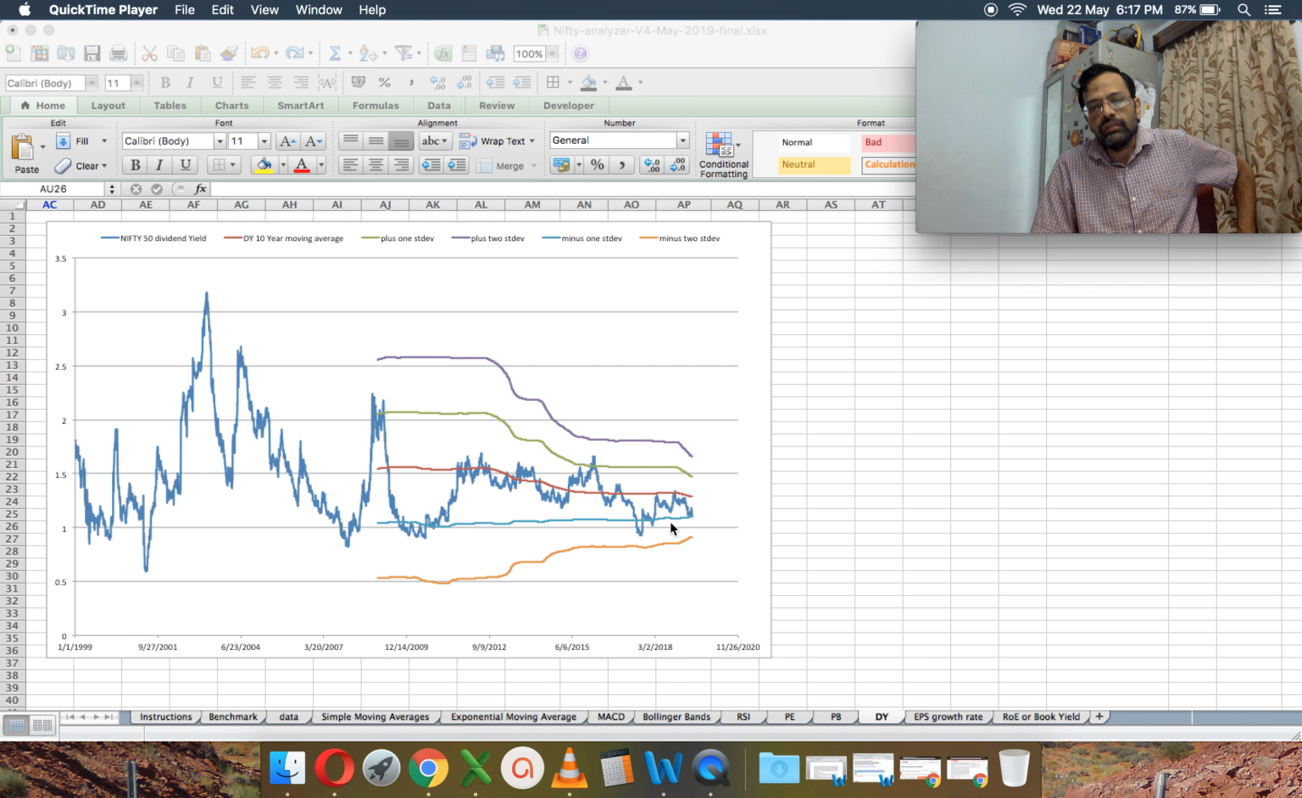It has moved significantly only once. There's only been 2 times that it has hit one standard deviation below, and both times it has corrected back up towards the average, and the dividend yield has just about touched the one standard deviation line. So it is again overvalued from this aspect as well. So that's that. 2 more left in this sheet.